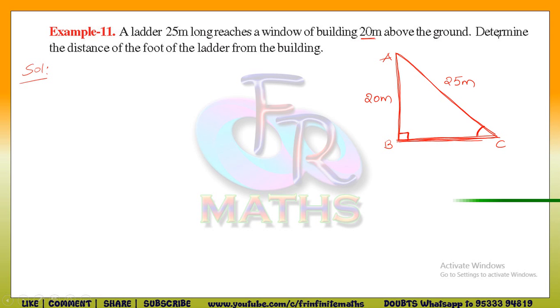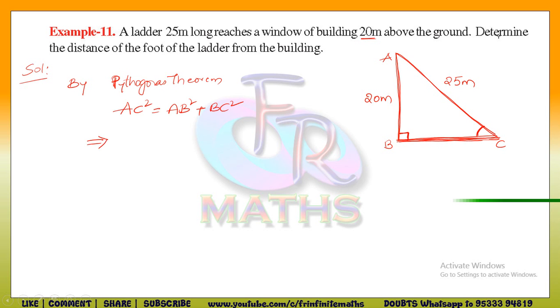Now since this is a right angle triangle, we can apply Pythagoras theorem, right? So what does Pythagoras theorem state? By Pythagoras theorem, from this figure, AC square I can write as AB square plus BC square, which is nothing but hypotenuse square is equal to side square plus side square.